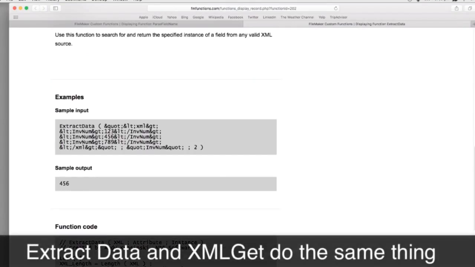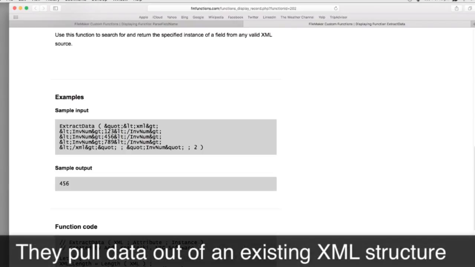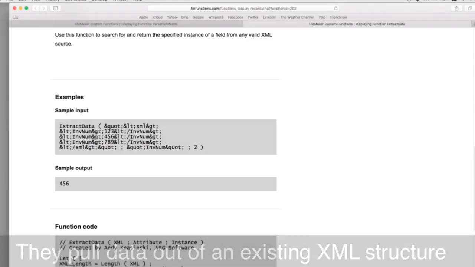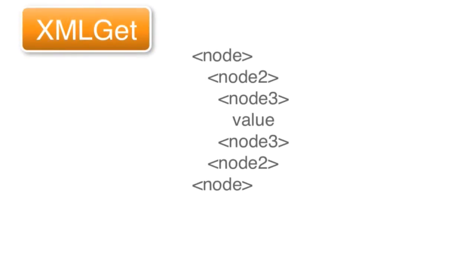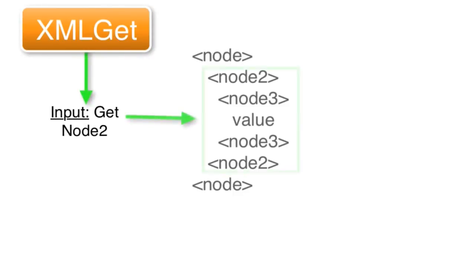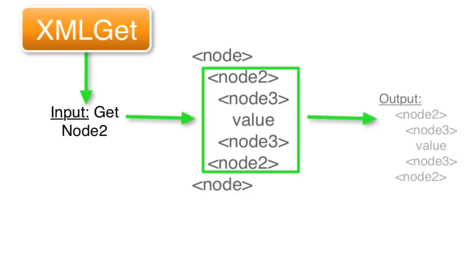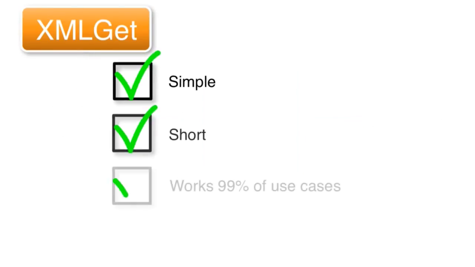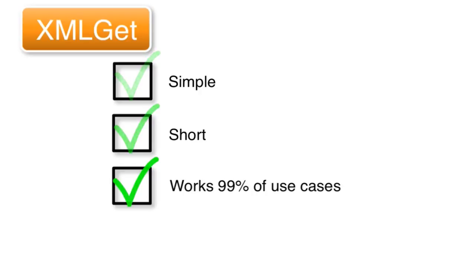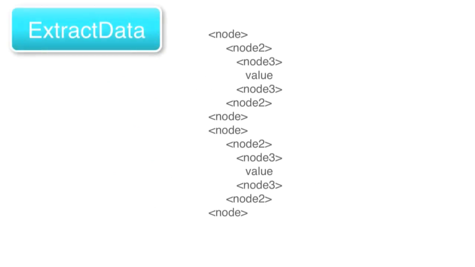Okay, so extract data and XML get both do the same thing. They let you pull data out of an existing XML structure using the node name of the value that you're trying to find. XML get does it for the first node name it comes across that matches. That's useful 99% of the time, for me anyway. And it's shorter to write XML get, both in terms of you don't have to provide the instance number, and it's a shorter calculation name. So I usually use that one.